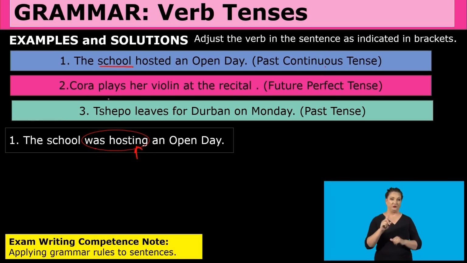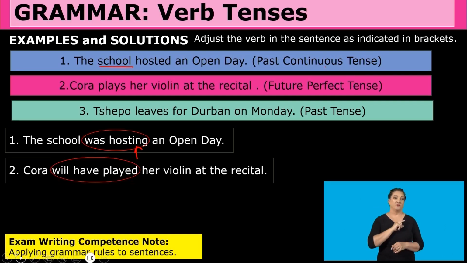All right? Our next sentence. Cora plays her violin at the recital, in the future perfect tense. Now remember, perfect, had or have. Future, will. So let's see in our response. Will have played. Perfectly answered for you.